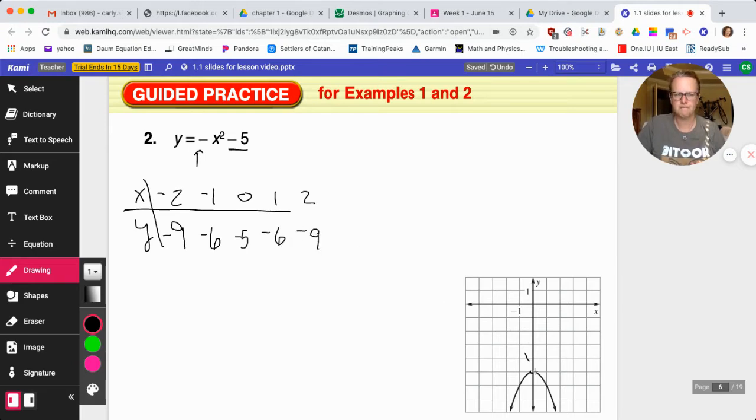And if I plot those, for -1, I'm doing -6. So -1, -6. +1, -6. And I can't graph the -9s because my graph doesn't have enough space. But if I compare that to y equals x squared, 0, 0, -1, +1, +1, +1, it's going to look something like that. Okay, cool.